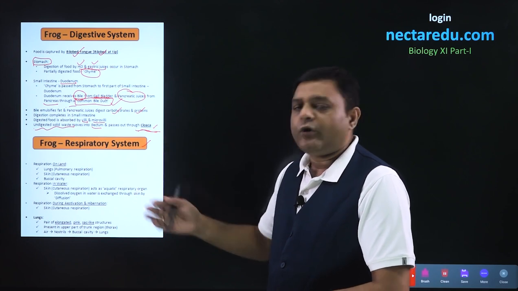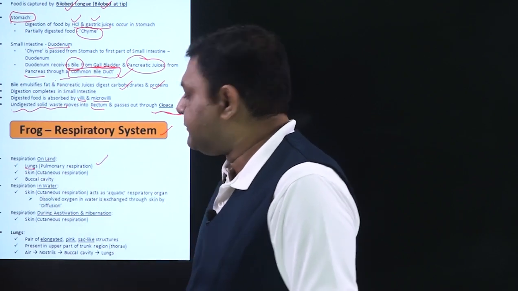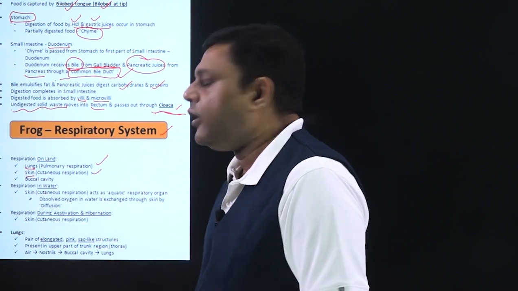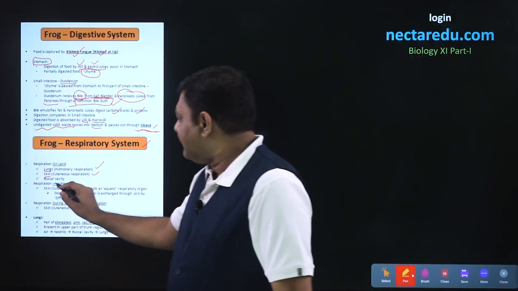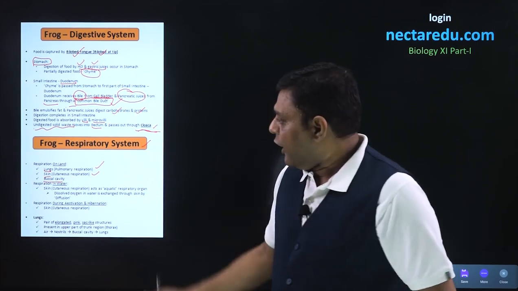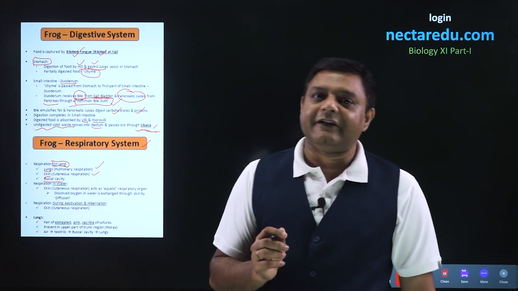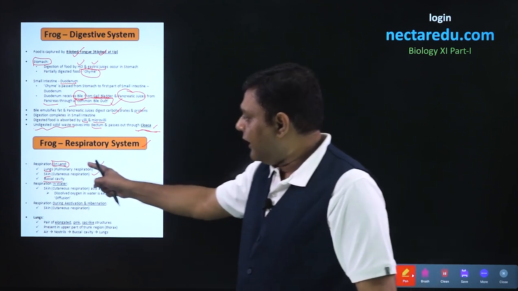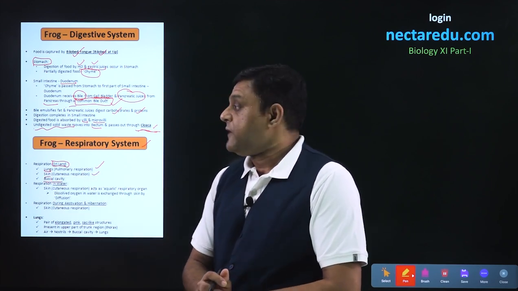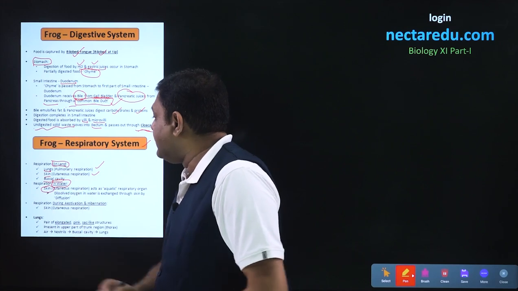Now, if frog respires by lungs, we can call it pulmonary respiration. If respiration occurs by skin, it is called cutaneous respiration, and if it respires by buccal cavity, we can call it buccopharyngeal respiration. Now, when the frog is on land, it can respire by these three methods: by lungs, with skin, as well as by buccal cavity. But if frog is in water, it will respire only by skin.